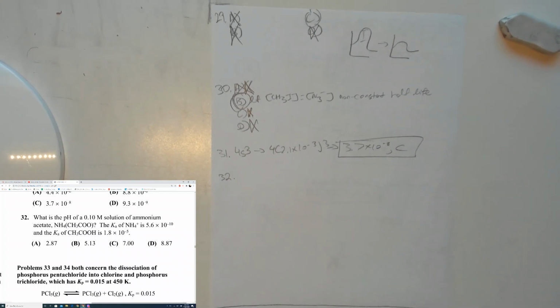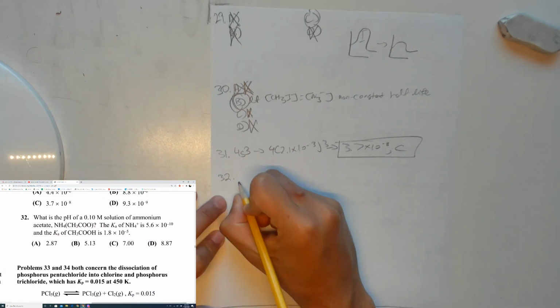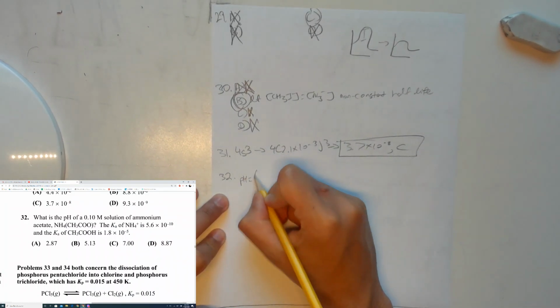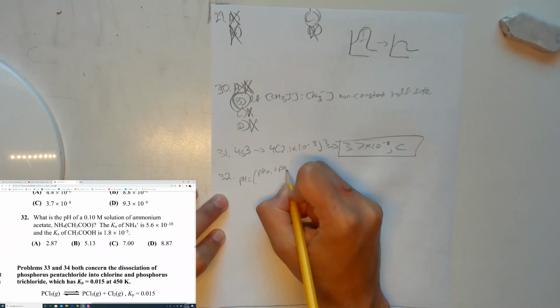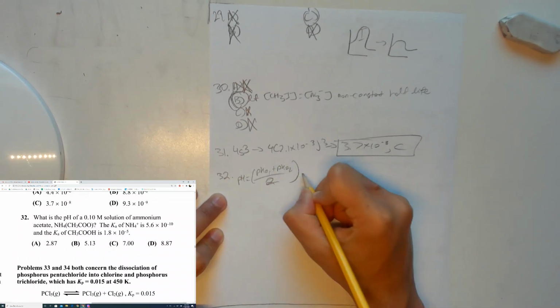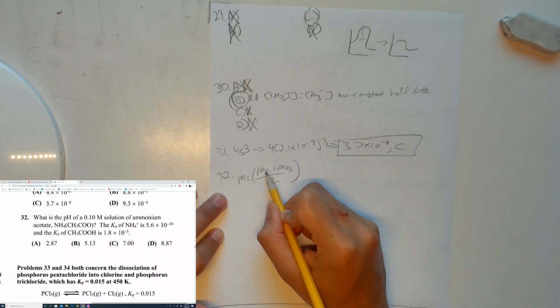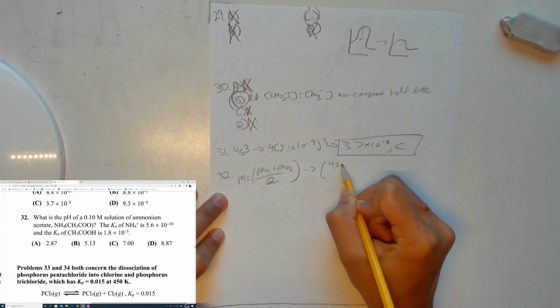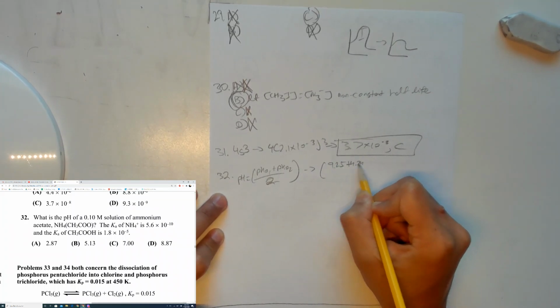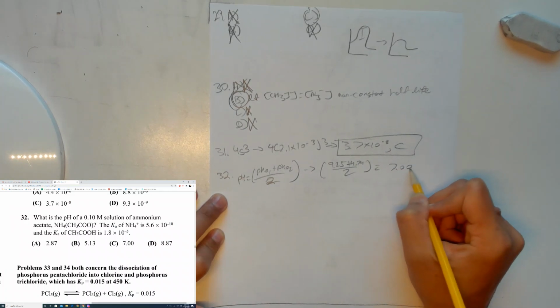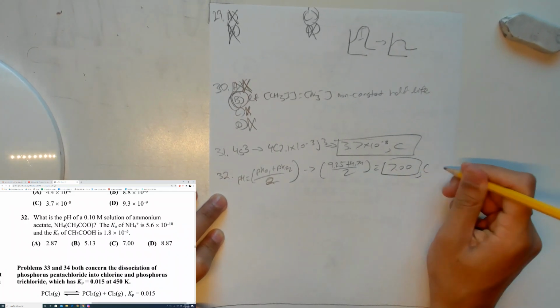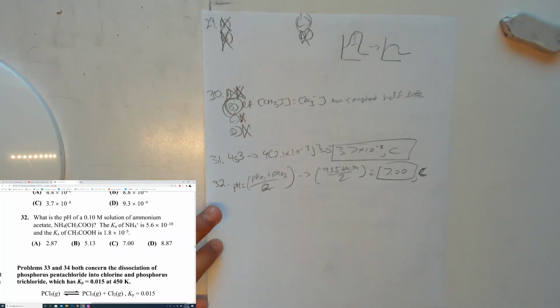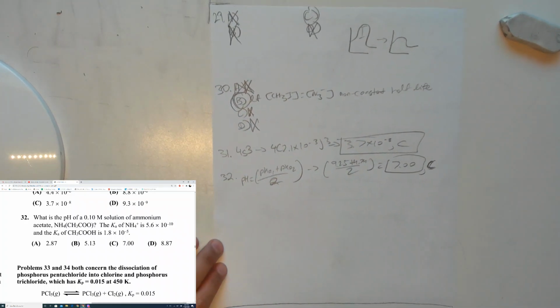But since it's an amphoteric salt, NH4+ acts like an acid and CH3COO- acts like a base. You're going to use this equation. I'm not sure how it's derived, but pH = (pKa1 + pKa2)/2. So the pKa of the acid and the pKa of the conjugate acid of CH3COO-. Then you plug it in, 9.25 plus 4.74, over 2 equals 7.00, and that is C. Hard question. 33.